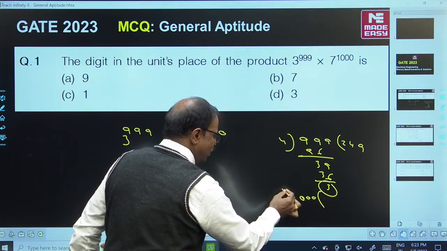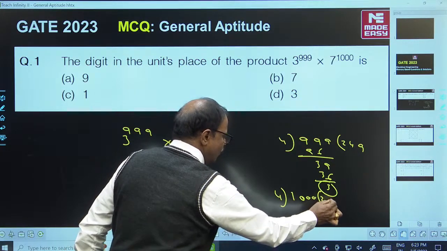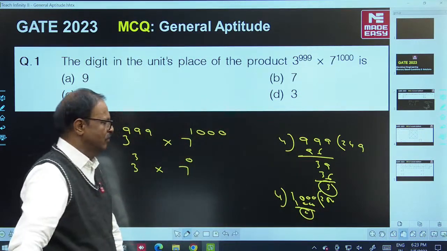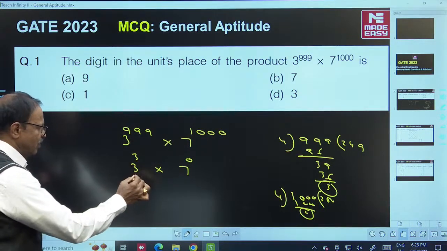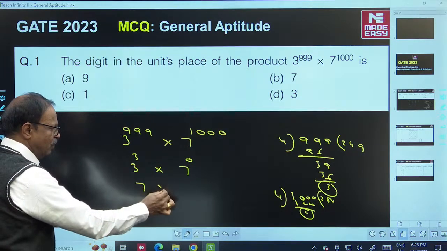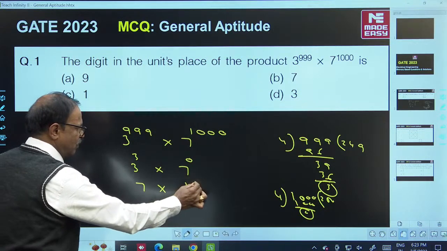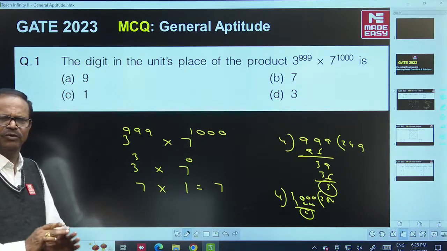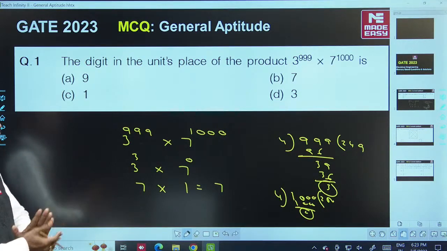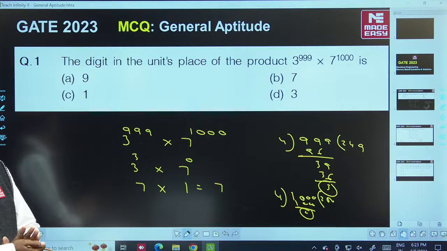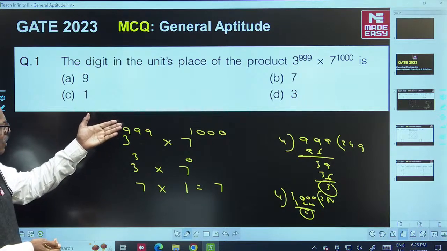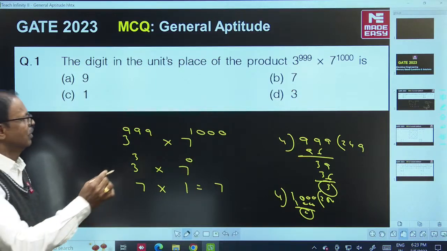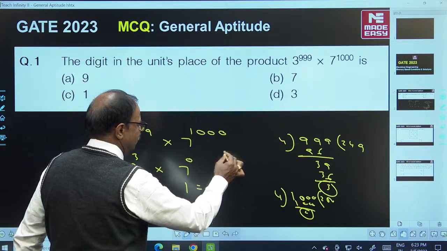Those present in the classroom, we have done everything, and similar problems are also in the workbook. What is 3 cube? 27. The unit place of 27 is 7. 7 power 0, unit place 1. So finally, what is the unit place? 7. We have done this type of question in the classroom as well as in the workbook, and you can directly write it without writing the steps. So finally, 7 is the answer. Given multiple choice, B is the answer.